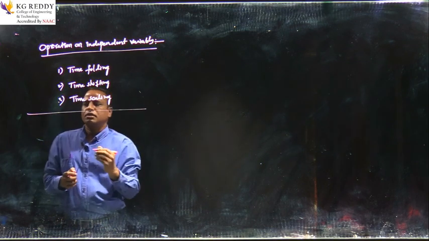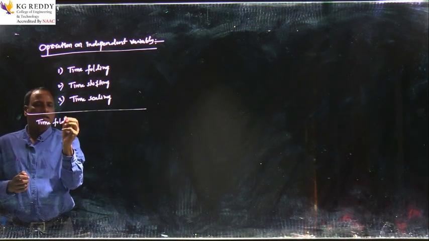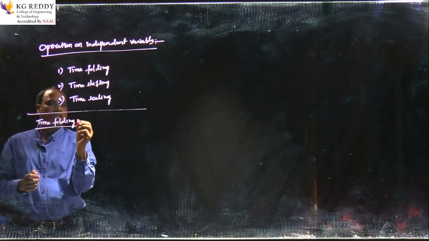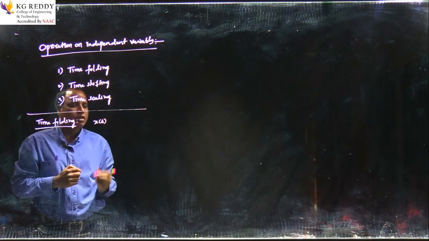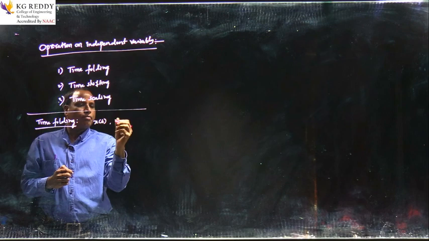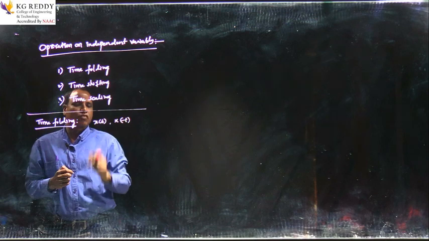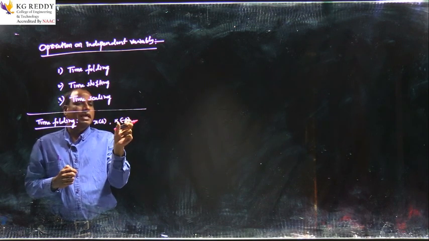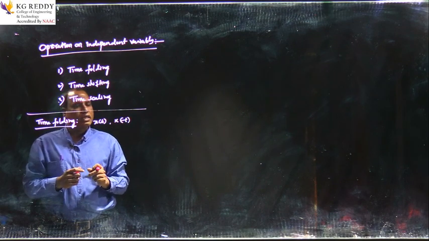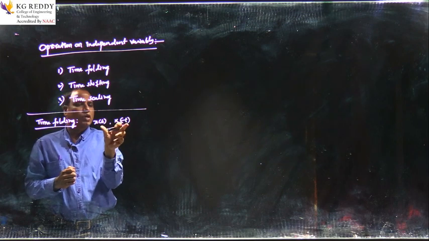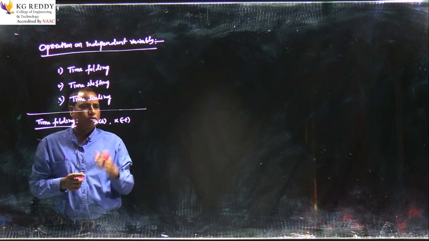What exactly is meant by time folding? We call it time folding or time reflection. Let us consider a signal x of t. If I say x of minus t, this x of minus t is the time folded version of this x of t, and x of minus t and x of t are known as mirror images of each other. So in order to sketch this x of minus t, we have to fold the given signal with respect to the vertical axis.